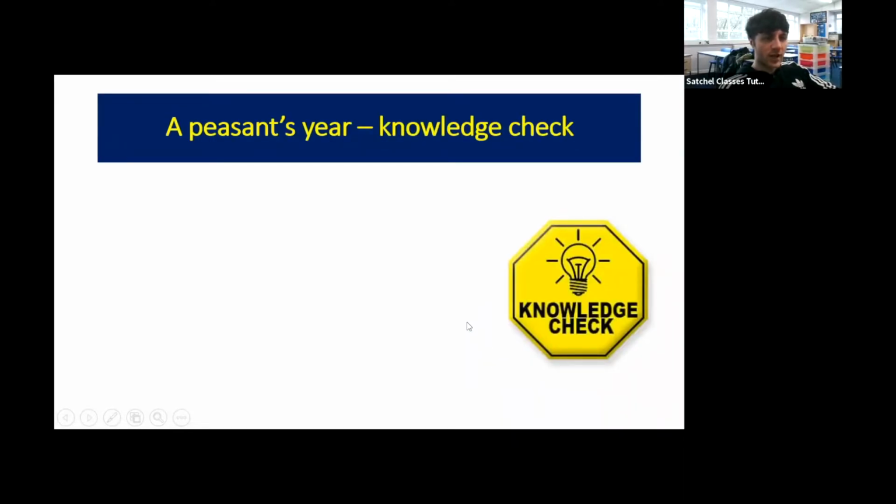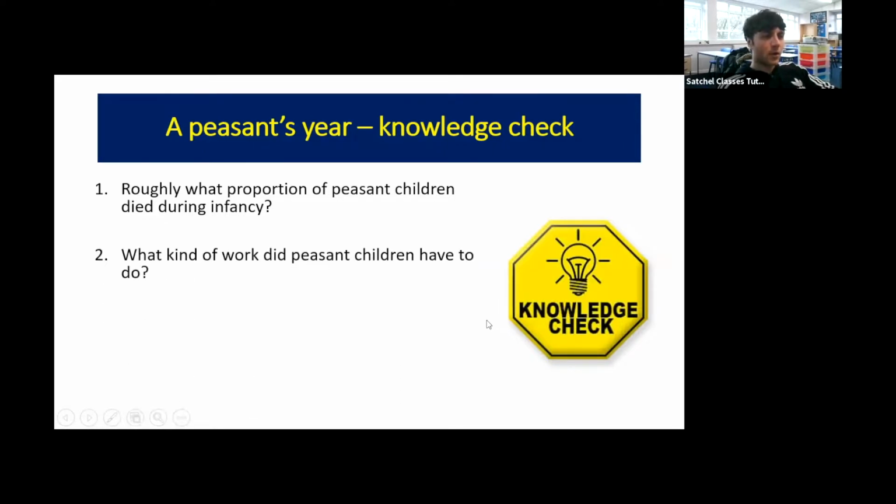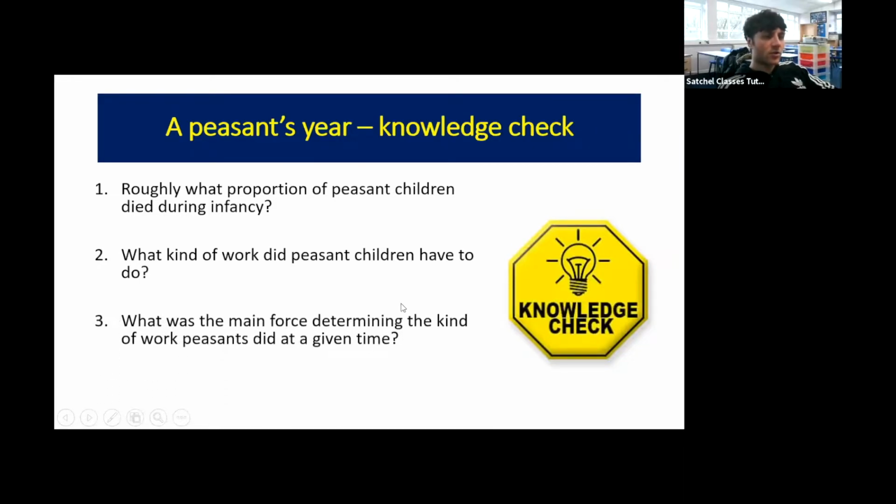So let's have a quick knowledge check. Question 1, roughly what proportion of peasant children died during infancy? So infancy is childhood. Question 2, what kind of work did peasant children have to do? Question 3, what was the main force determining the kind of work peasants did at a given time? And question 4, why was this force so powerful at that time? So pause the video here, get your pen and paper out, write these answers in full sentences if you can, because that will mean when you come back to your work, it'll be really clear what you've been discussing and you'll remember it better. Pause the video, and then when we come back together, we'll have a look at the answers.